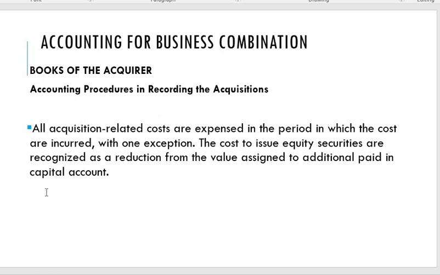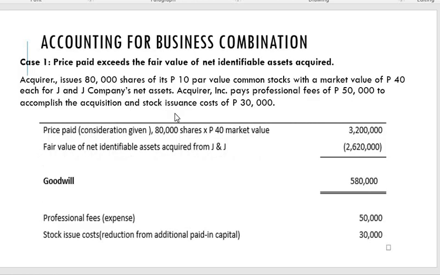As for the accounting for acquisition-related costs, all acquisition-related costs are expensed in the period in which the costs are incurred. The exception is stock issuance cost, the cost to issue equity securities, which is a reduction from the value assigned to additional paid in capital. Okay, so we have here our first case.